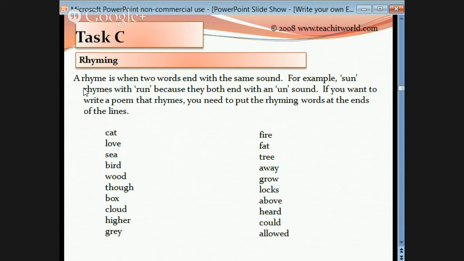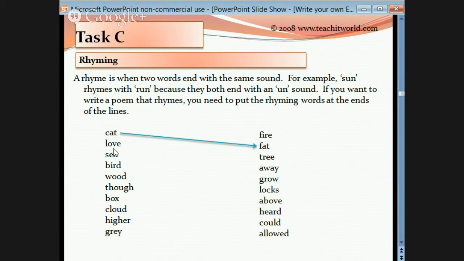Now, the other part of poetry is the rhymes. Especially in older poetry, rhyming was very important. So let's see if we can find words that rhyme. A rhyme is when two words end with the same sound. For example, sun rhymes with run because they both end with an un sound. So we have rhymes in both columns.